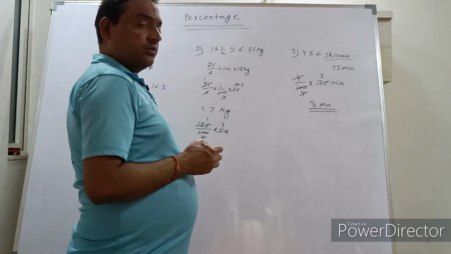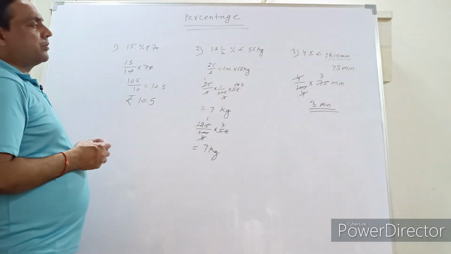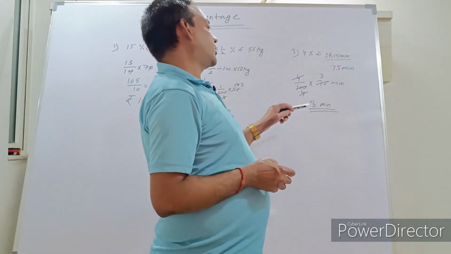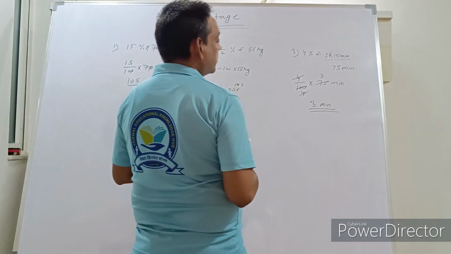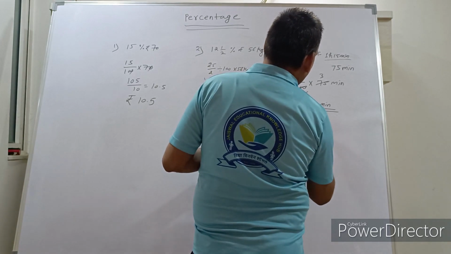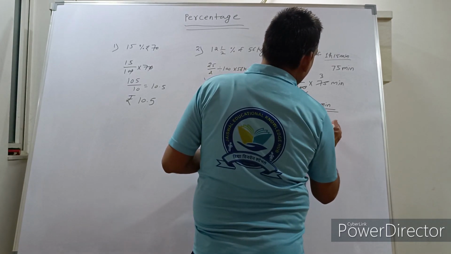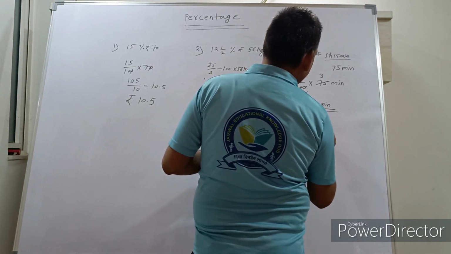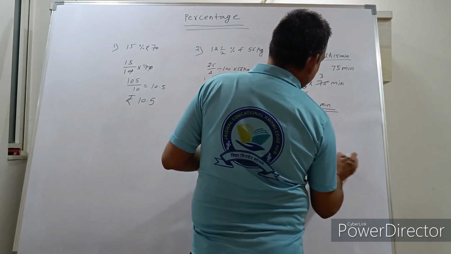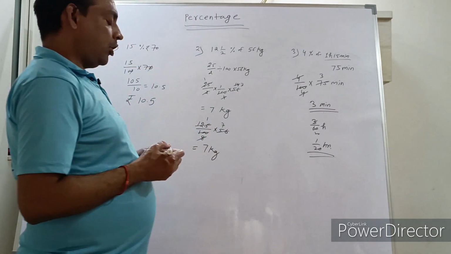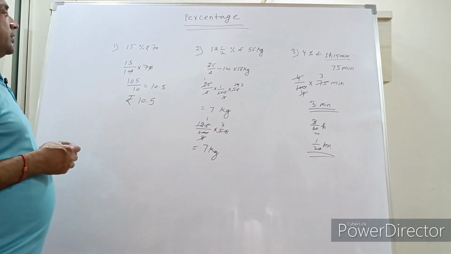So 3 minutes is given, so we cannot convert into hours because that will be a very small number, so you can leave it as it is, 3 minutes. Okay, and if they ask the answer in hours, then it becomes 3 upon 60 hours, which is nothing but 1 upon 20 hours. So 1 upon 20 hours or 3 minutes is the answer.